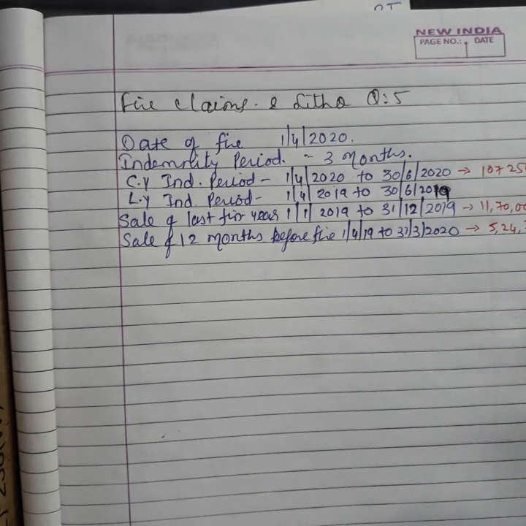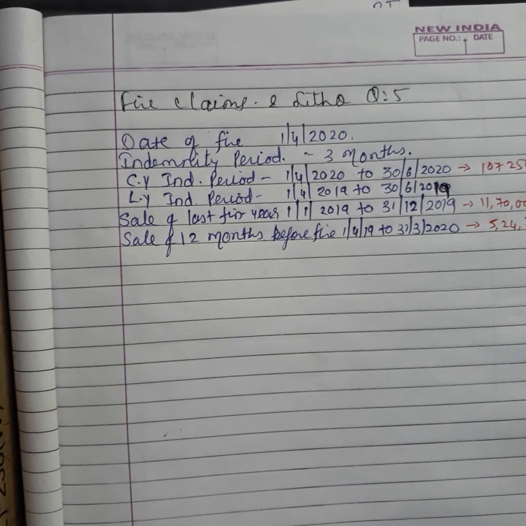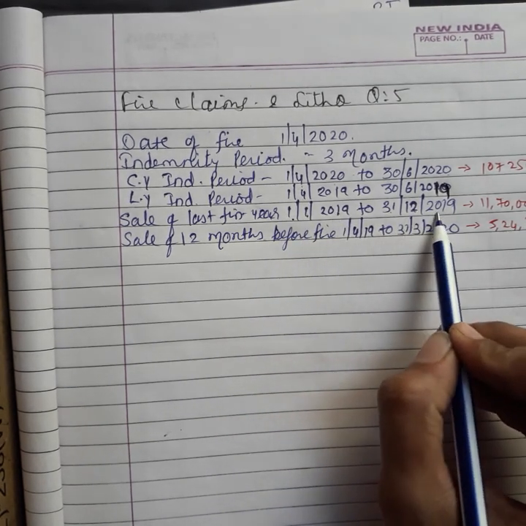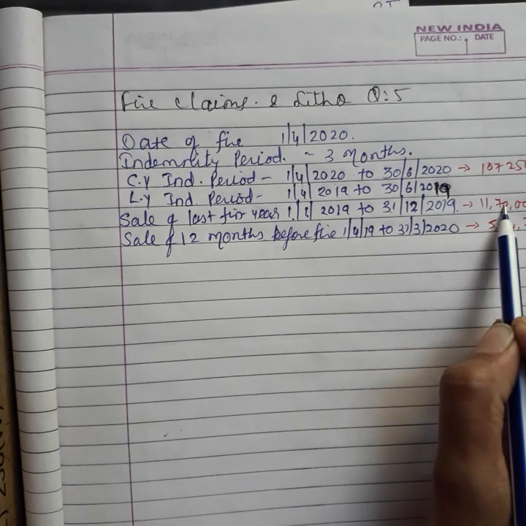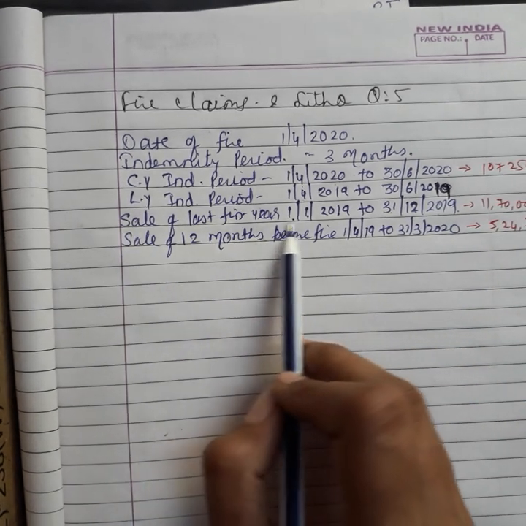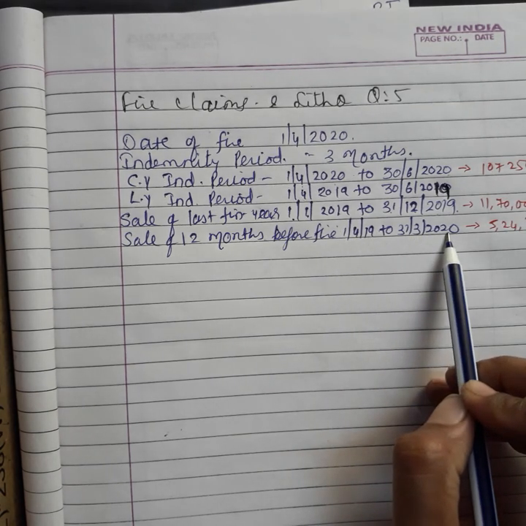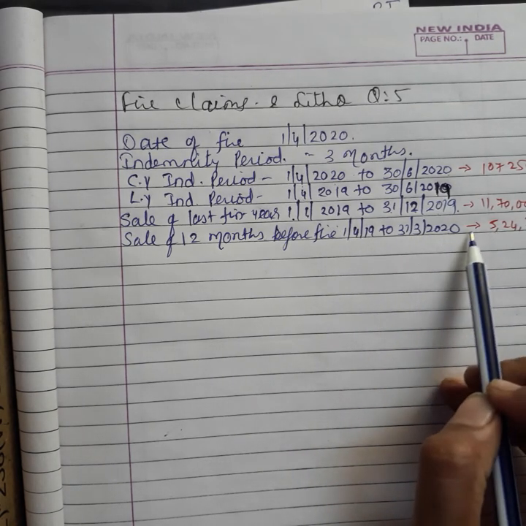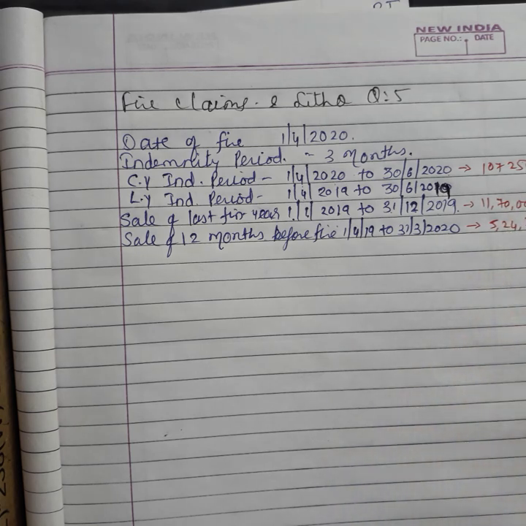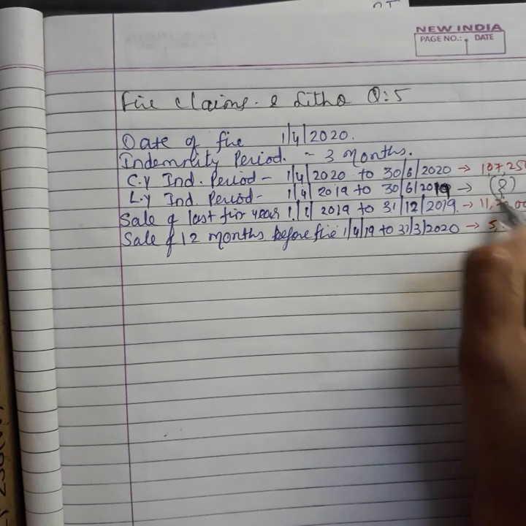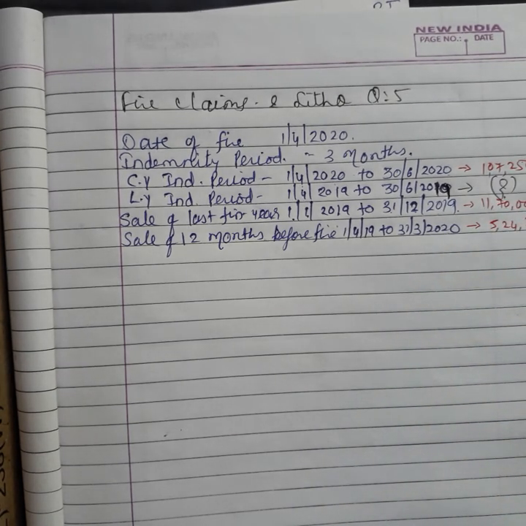Then sale of last financial year, as it is given 2019, so your year end must be on 31st December. So 1/1/2019 to 31st December 2019, 11,70,000, and sale of 12 months before fire 1/4/19 to 31st/3/2020, that is given. Whatever is written with red pen is given in the example. This we are supposed to find.